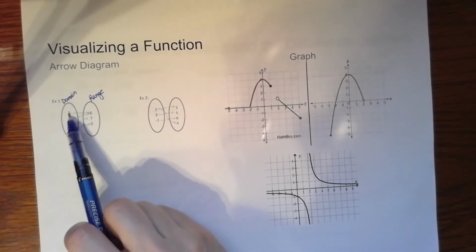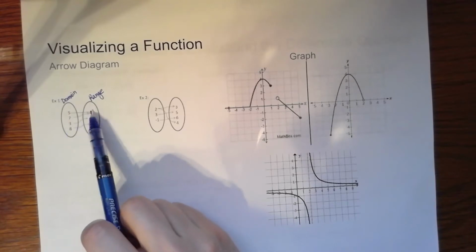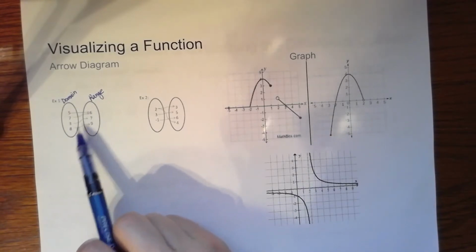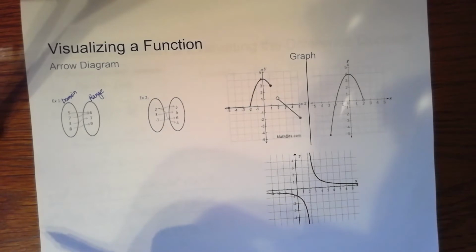So if 5 is the input, then 6 is the output. If 7 is the input, 6 is the output. If 3 is the input, then 7 is the output. If 8 is the input, 9 is the output. So those little arrows just show you the relationship. So that's what the little arrow diagrams tell you.